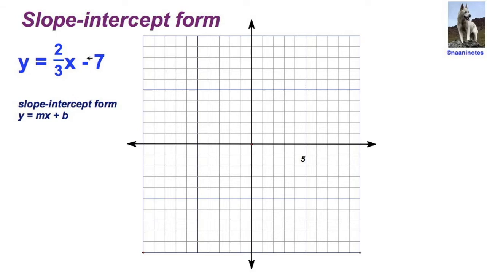You remember this one? Look, the b, that's the -7. So that means that this line passes through 0, -7. The intercept means, where does this line cross the y-axis? And it does so at -7.